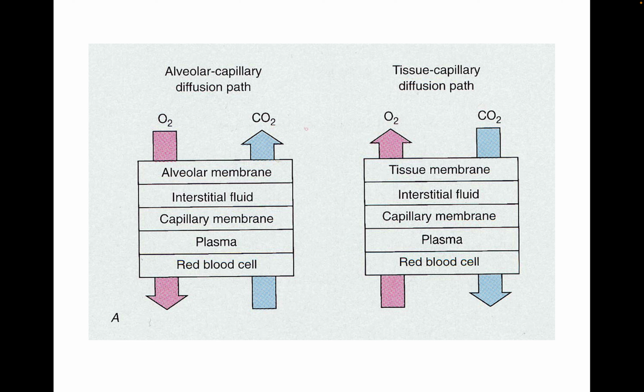Likewise, carbon dioxide is shifted off, going from your bloodstream all the way through to your alveoli, and then is expelled in your breaths out through your lungs. Likewise, at your muscle tissue, oxygen goes from the red blood cells into the plasma, capillary membrane, interstitial fluid, into your muscle tissue. So your muscle tissue absorbs that oxygen, and it gets rid of carbon dioxide going from that tissue membrane into your blood.